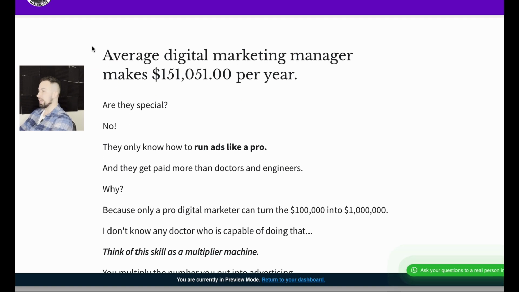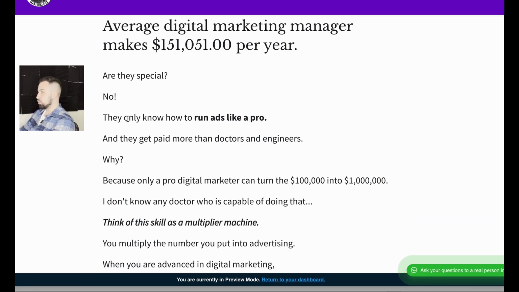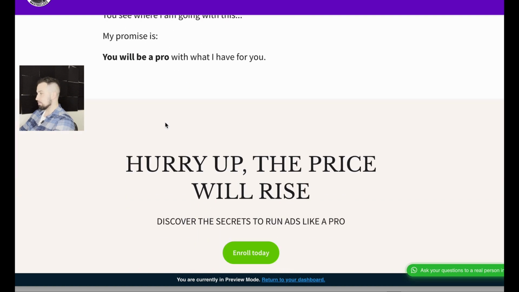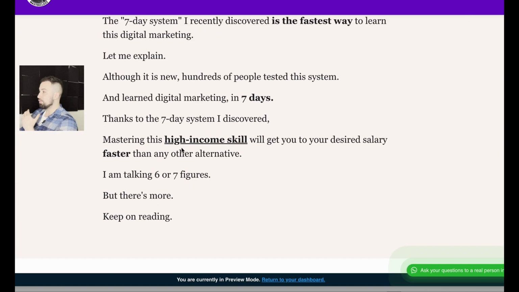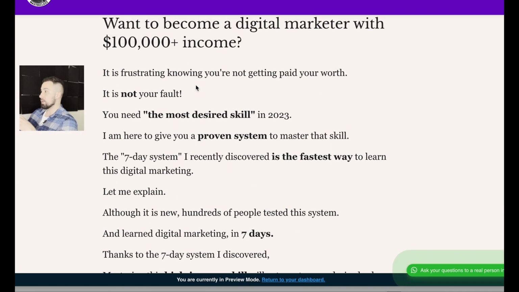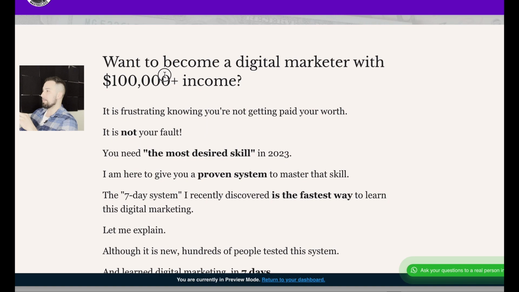So they go on, and you can see I underlined the winners again. An average digital marketer makes $151,000 per year. So this is an average. If you're just a little bit above average, bam, you're making a ton of money, right? So you will learn how to run ads. This is the biggest skill, and as you can see, you are a loser if you don't get this course, because you're not getting paid what you're worth. If you're not making this amount, which is six digits, 100K, you're not getting paid what you're worth.